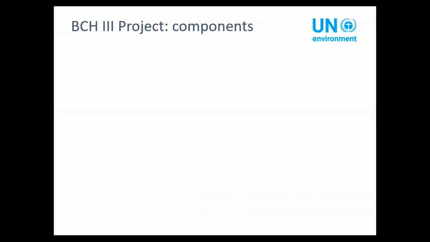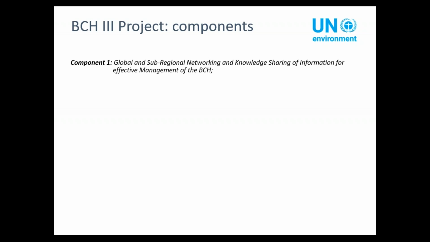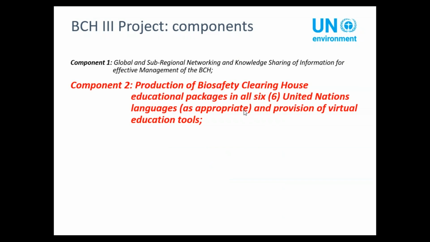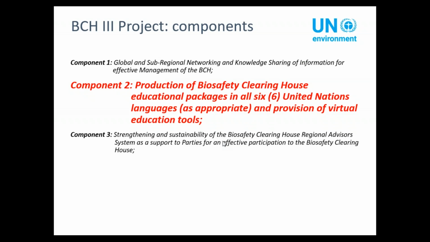Now, for the different project components, let me highlight the five of them. The first one is component 1, which is about global and sub-regional networking and knowledge sharing of information. The second one is component 2, which is the production of Biosafety Clearing House educational packages in all 6 UN languages as appropriate, as well as the provision of virtual educational tools. Component 3 is more on strengthening and sustaining the Biosafety Clearing House regional advisor system in order to support parties for the effective participation to the BCH.